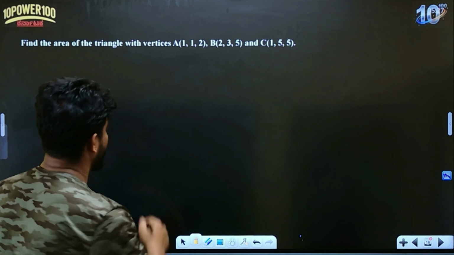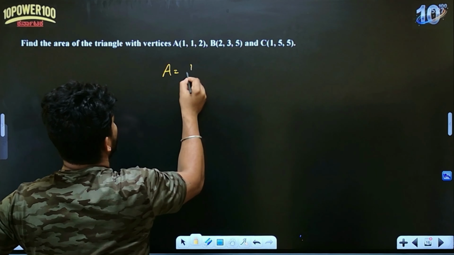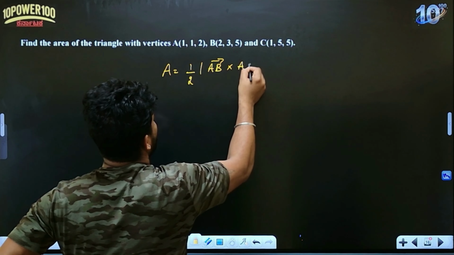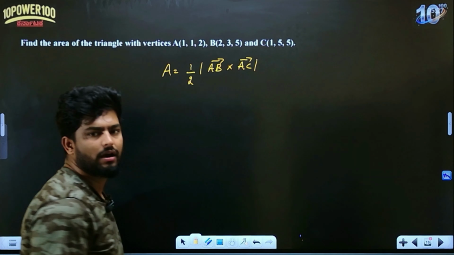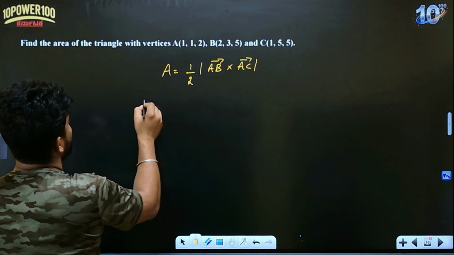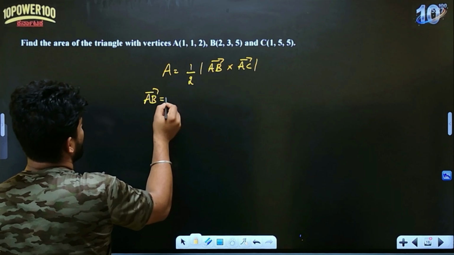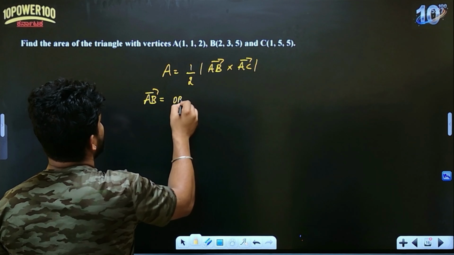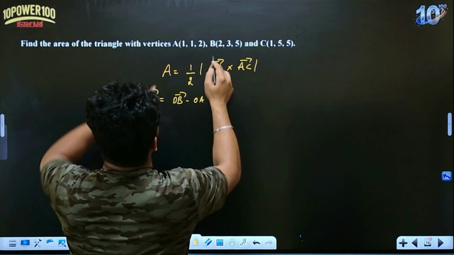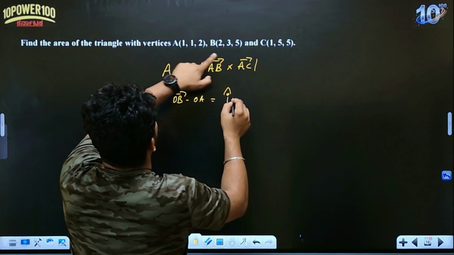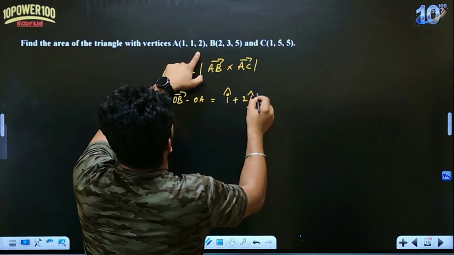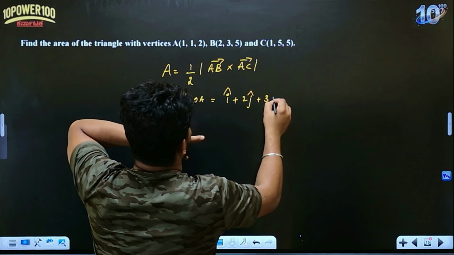Very simple concept. Area is equal to half of magnitude of AB cross AC. Usually AB and AC are not given, so you have to find them out. How do you find AB? AB is equal to OB minus OA. So this is OB and this is OA. So it is 2 minus 1 is i cap, 3 minus 1 is plus 2j cap, 5 minus 2 is plus 3k cap.